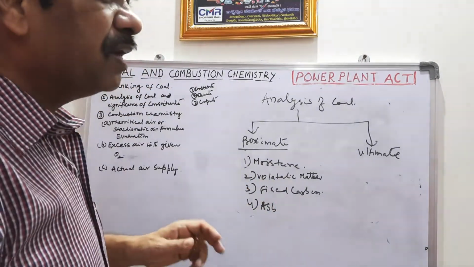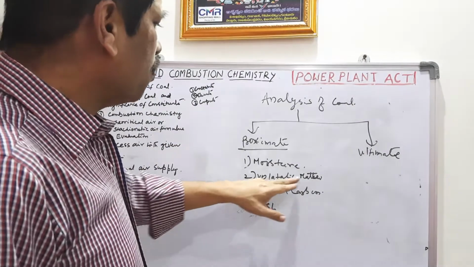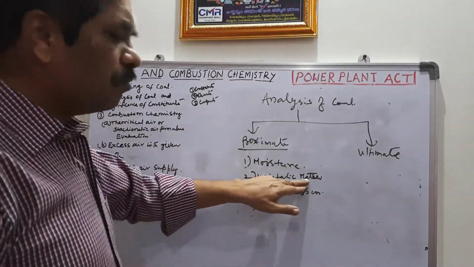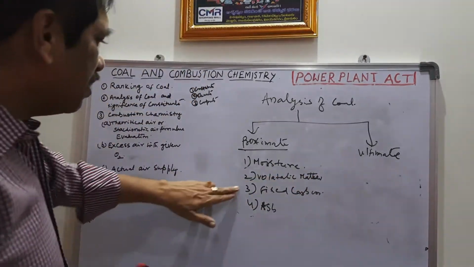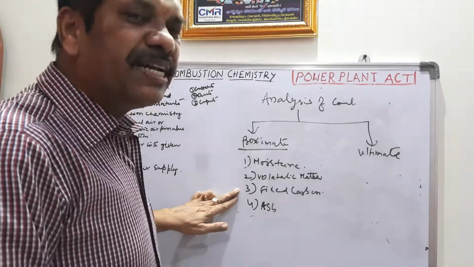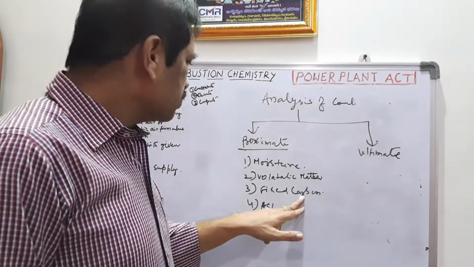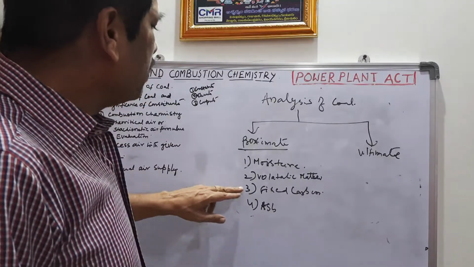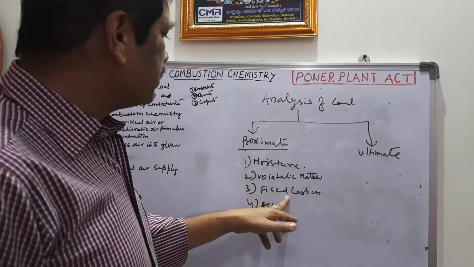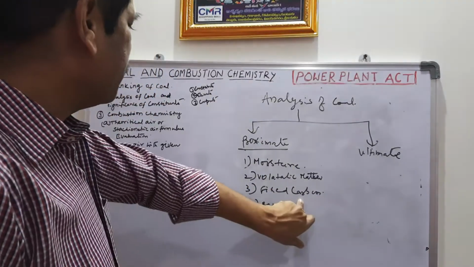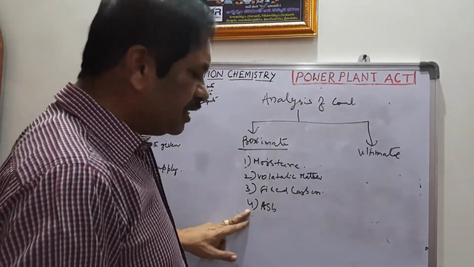Volatile matter gives the ignition of coal, and how much can be calculated from the presence of this volatile matter. The third one is fixed carbon. This fixed carbon gives the heating value of coal, so more fixed carbon means more heating value. On the basis of fixed carbon, how much heat is there in coal can be calculated. Then number 4 is ash.